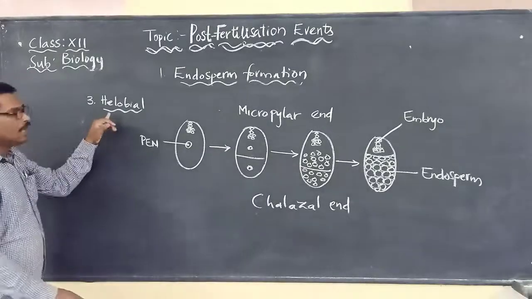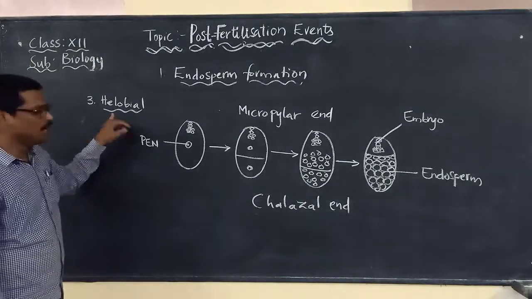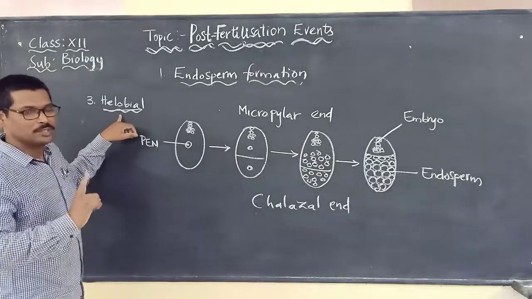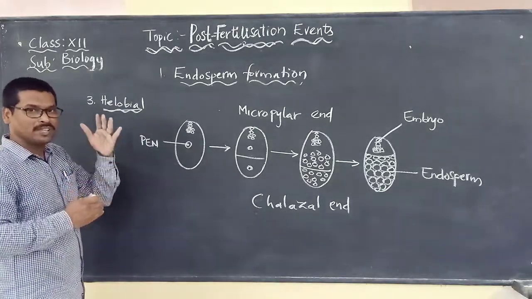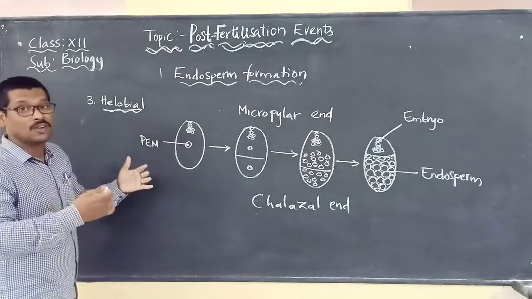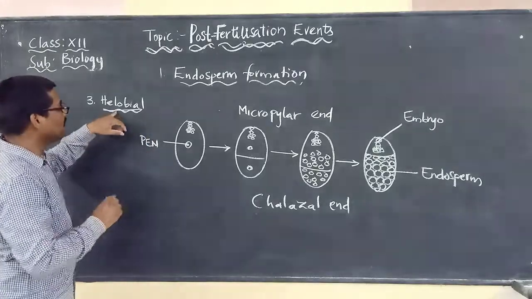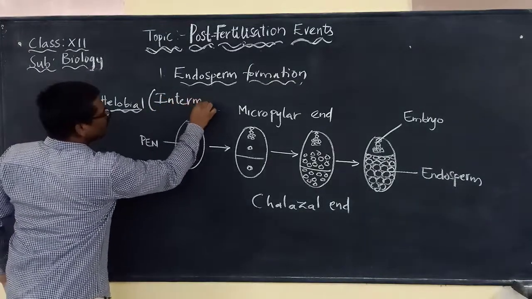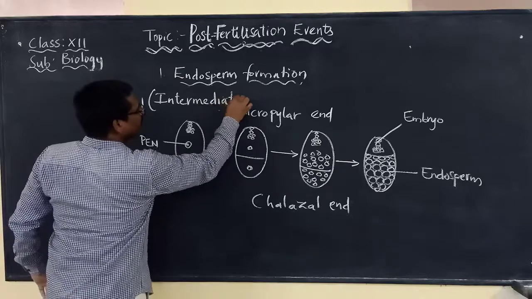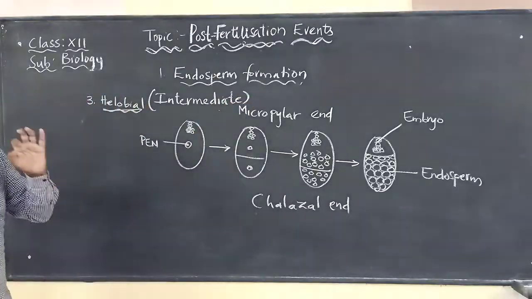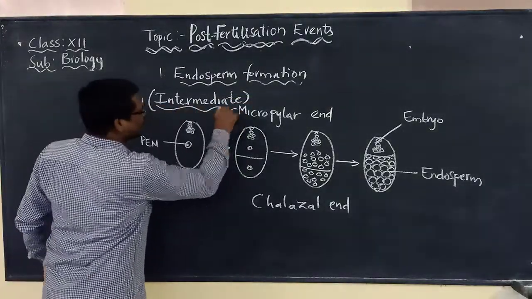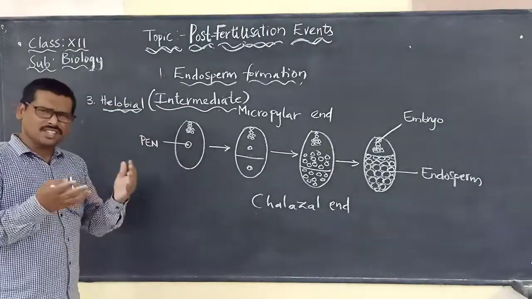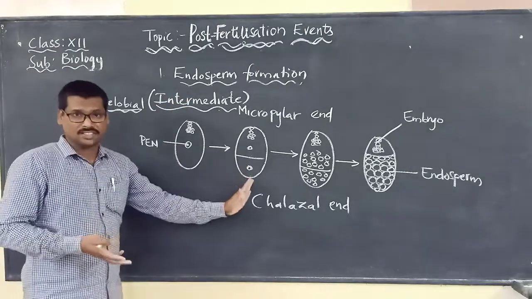So here, helobial endosperm. You have to remember that helobial endosperm is an intermediate endosperm between the nuclear and the cellular endosperm types. Please keep this point in your mind that it is an intermediate type between nuclear and cellular endosperm. Remember this. Why are we saying it is intermediate? We will understand it. See here.